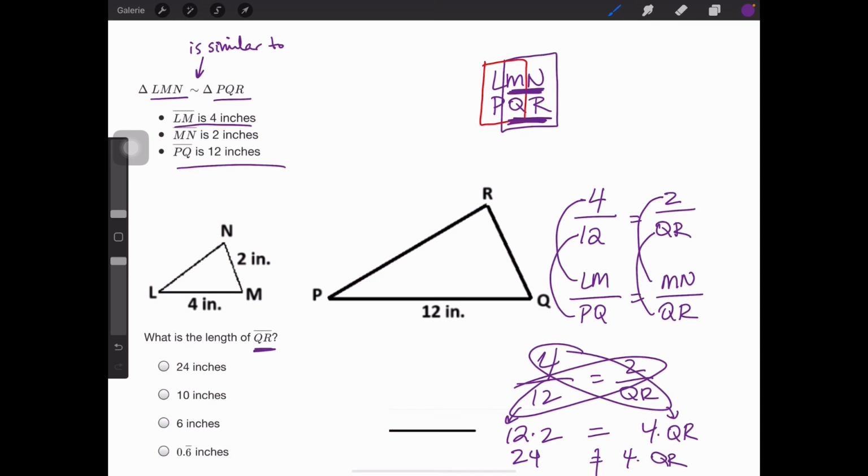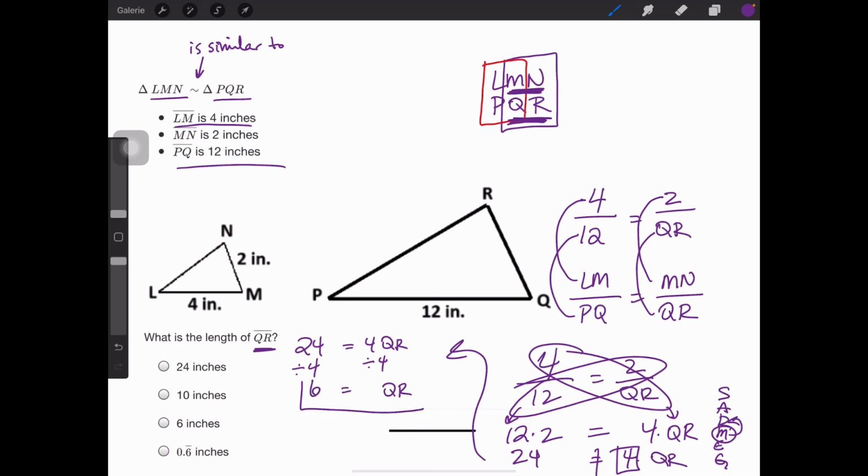We have an equation. I want to get rid of the 4. So I'm going to use some SADMEG, which is GEMDAS backwards. The 4 is being multiplied. The opposite of that is divide. So I'm going to divide by 4 on both sides. I've run out of room, so I'm going to go up here. So 24, I'm dividing by 4 on both sides, and I get QR equals 24 divided by 4 is 6. So my answer should be 6 inches.